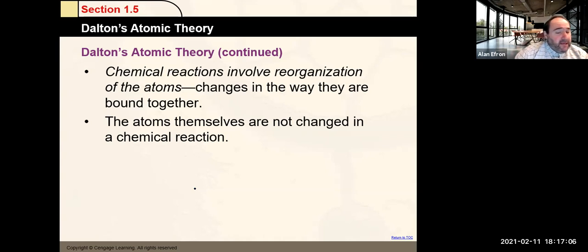In a nuclear reaction, which we don't talk about in this class, you talk about in Chem 200B, the atoms are definitely changed. You actually change one element to another because we're changing protons, electrons, and neutrons. So those are the main parts of Dalton's atomic theory. You do need to know them. You do need to know which parts of it are maybe not so correct anymore. Any questions on that?